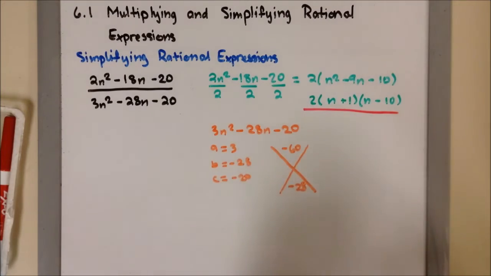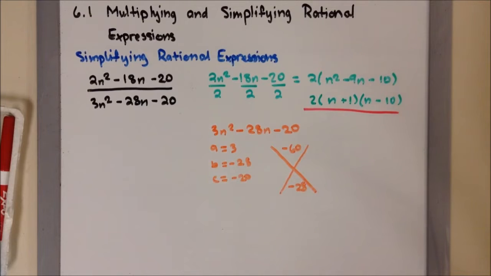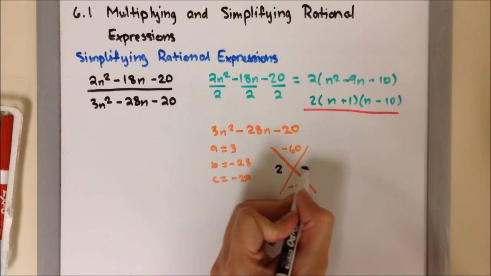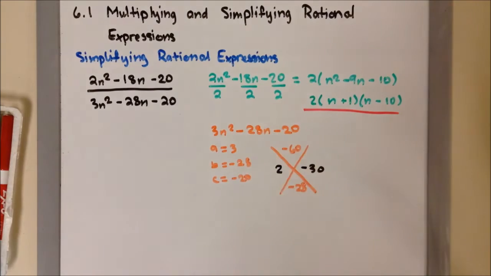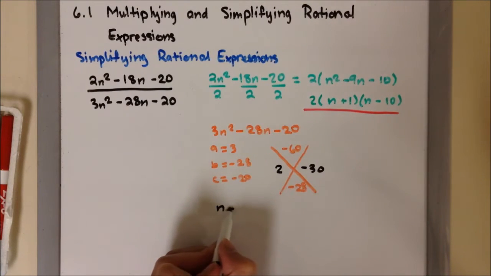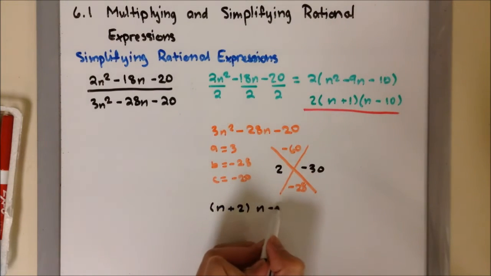When you are looking for factors of negative 60 that give a sum of negative 28, I'm going to skip that part. But you should get a pair of factors of positive 2 and negative 30. So it will be n plus 2 and n minus 30.